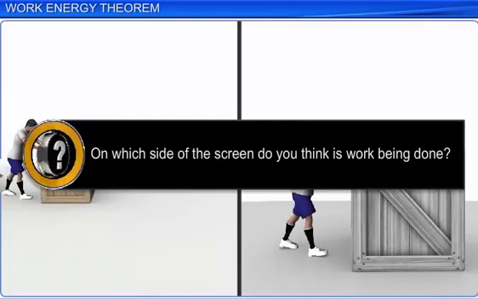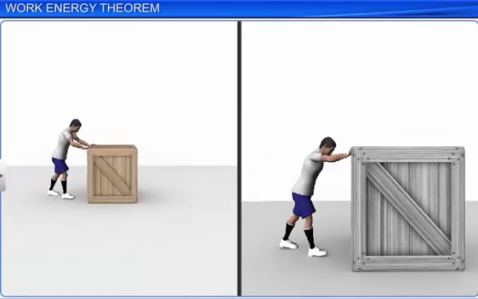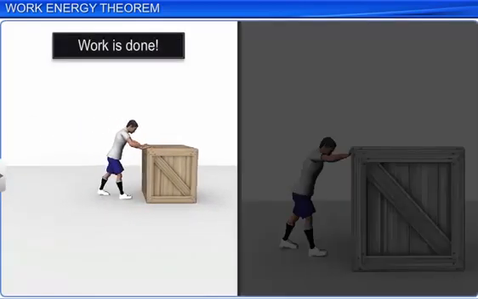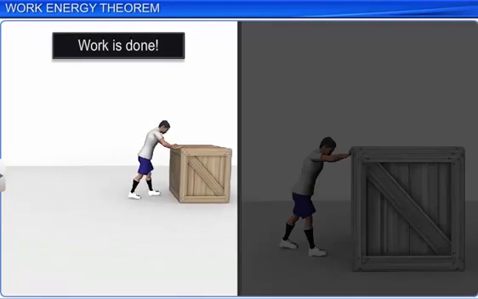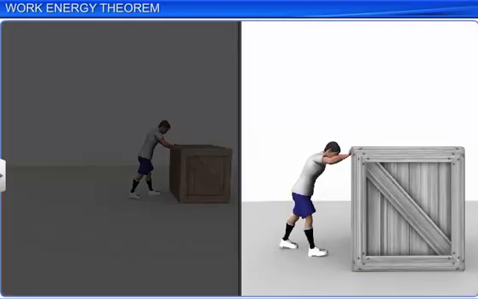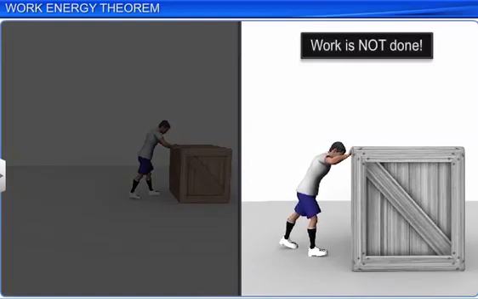On which side of the screen do you think work is being done? Work is being done only on the left side of the screen, where we see that a block is being pushed across the floor. Even though in the second case the wooden crate is being pushed, there is no work being done.